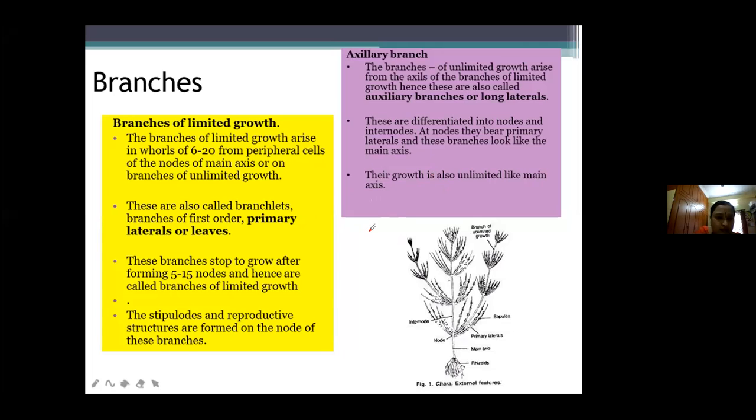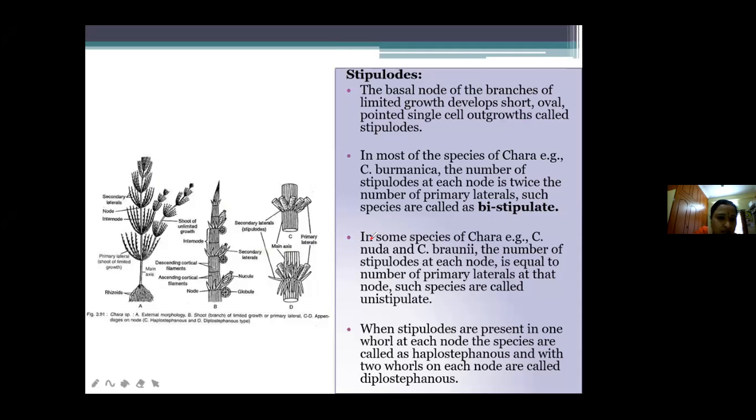See here, girls, a very clear diagram is there, no? These are the laterals. This one is the short or limited growth. And you know the internode, no? All these are the secondary nodal part. This one is the secondary nodal part. Next, write down reproduction, ma'am.